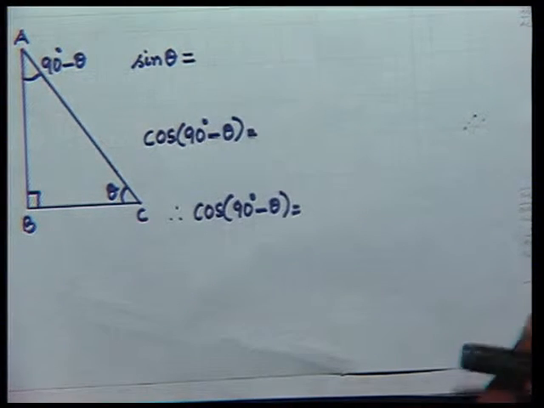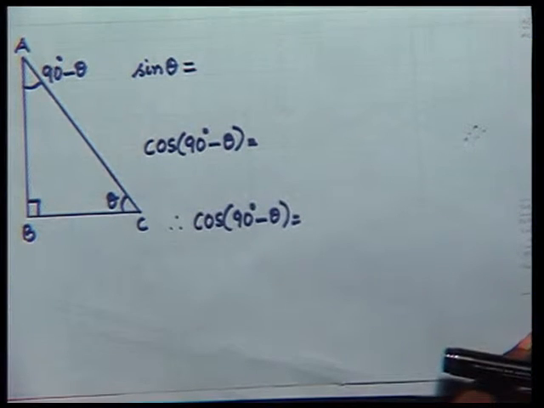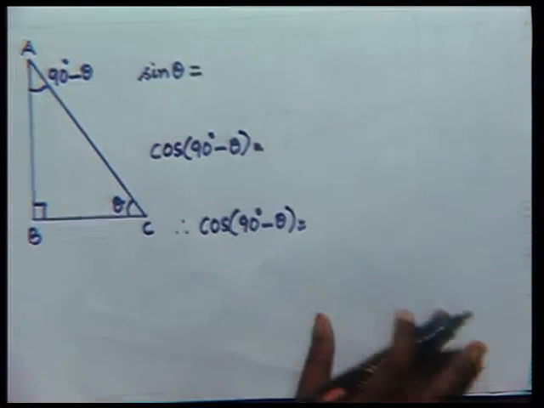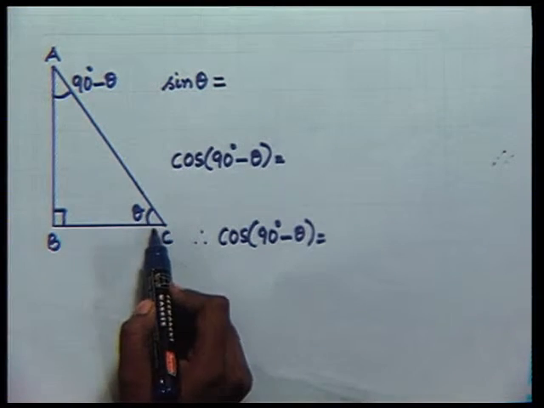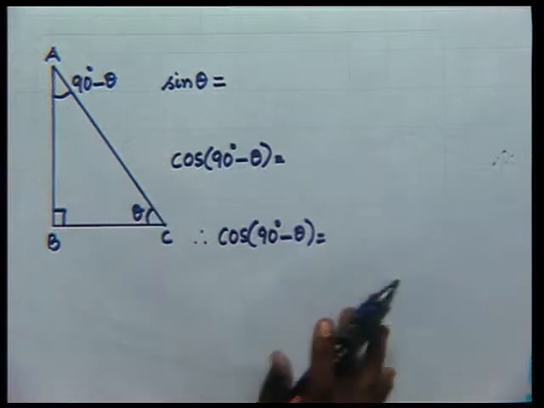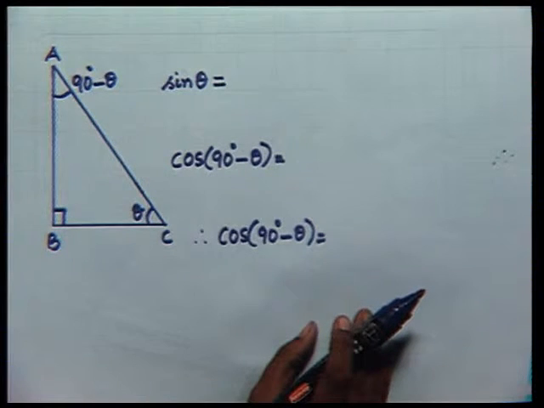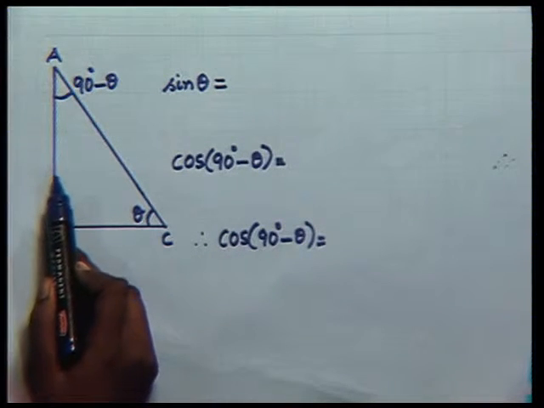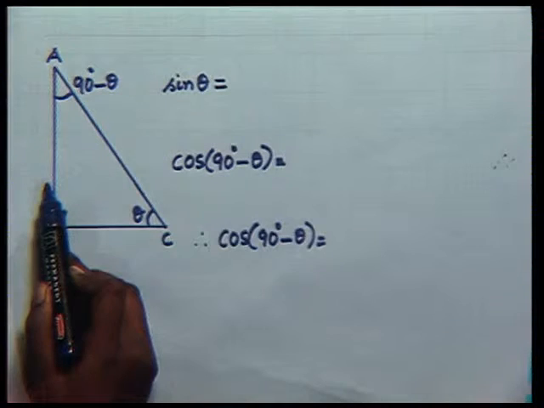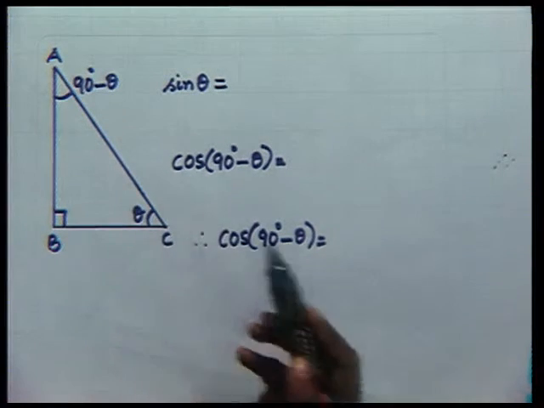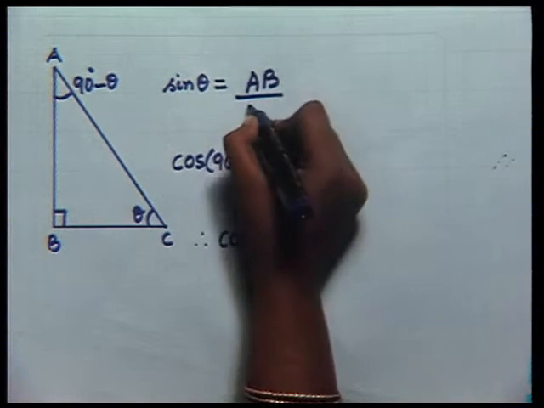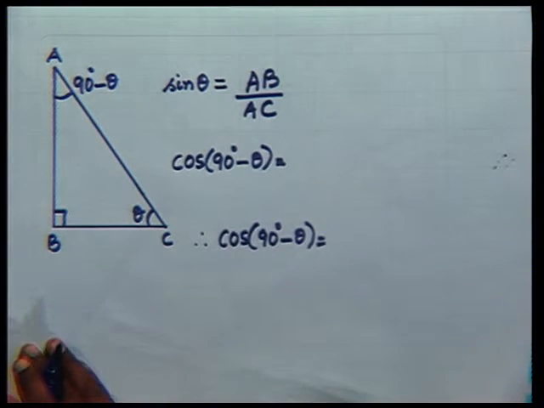Again let us consider the same triangle. Here again angle B is 90 degrees, angle C is theta, and as we earlier said angle A becomes 90 degrees minus theta. So, what will be sin theta in this case? Sin theta will be the side opposite to the angle theta, that is AB in this case, upon hypotenuse, that is AC. So, sin theta becomes AB upon AC.